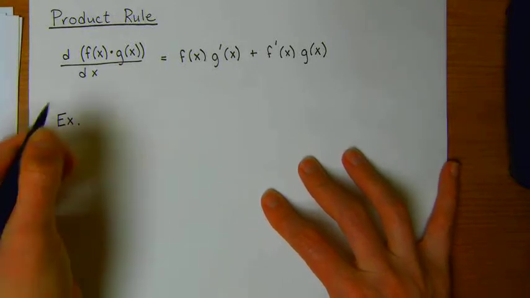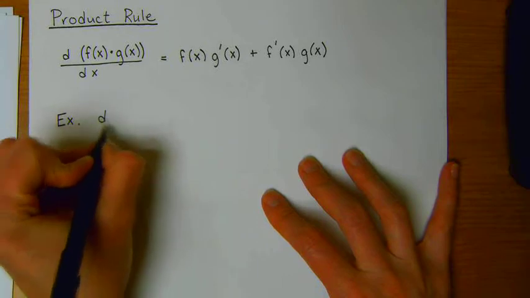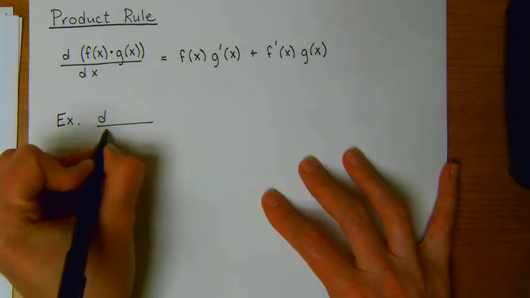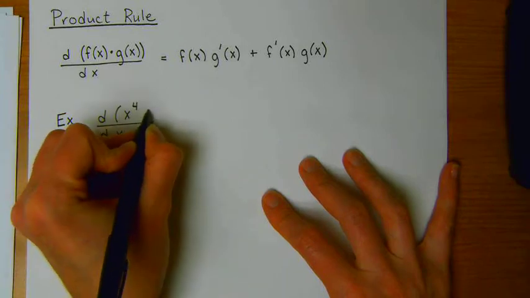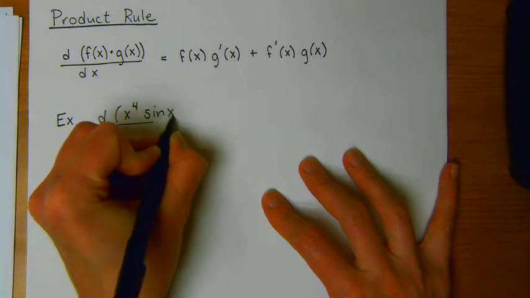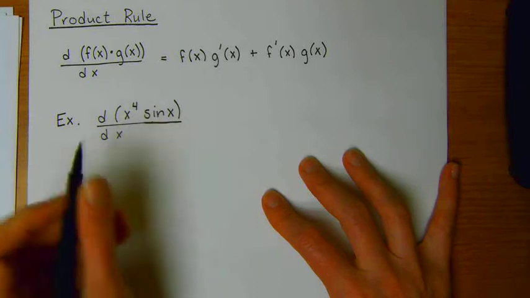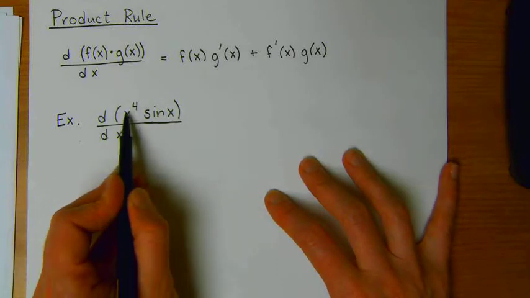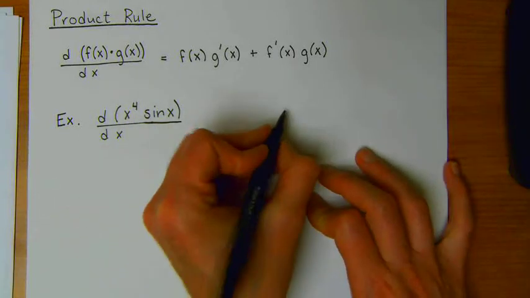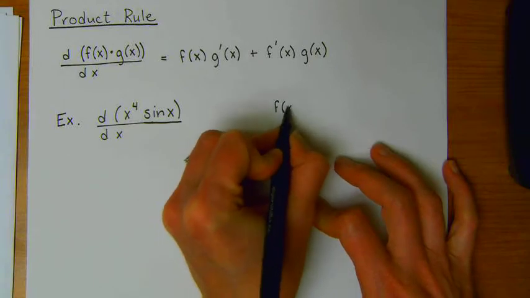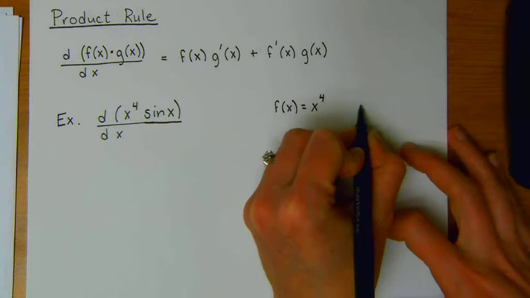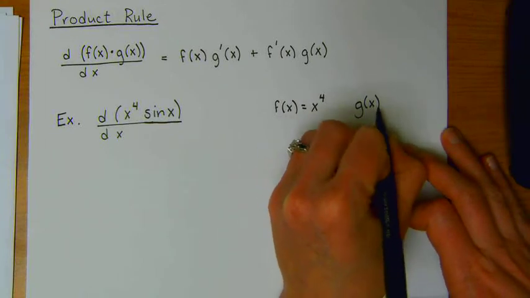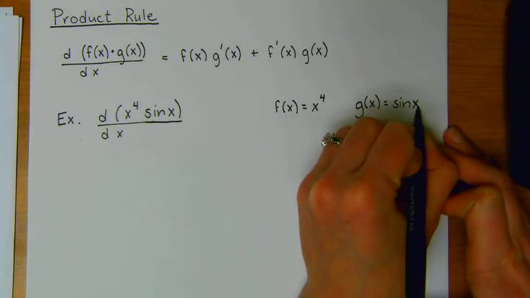Let's say that I want to know what is the derivative of x to the fourth times the sine of x. Notice that this is a really classic product. I have two functions multiplied by one another. I'm going to do a little scratch work on the side to say that in this case, my first function is x to the fourth. My second function, g of x, is going to be equal to the sine of x.